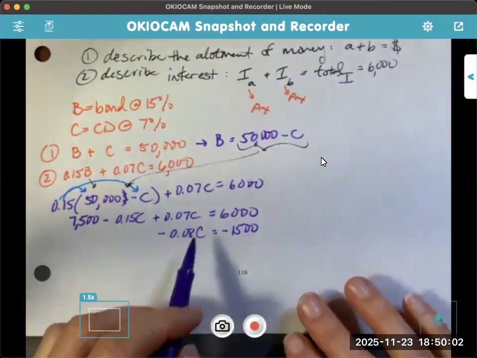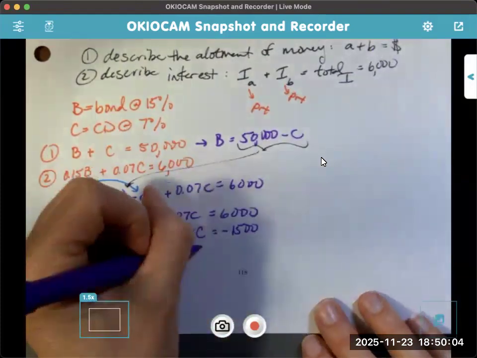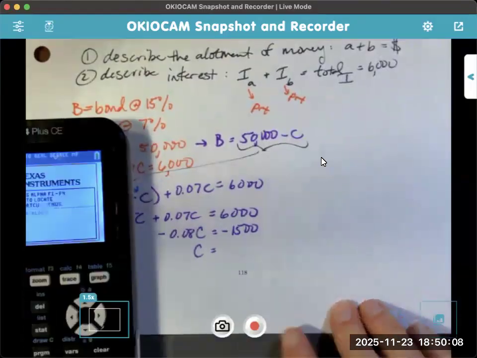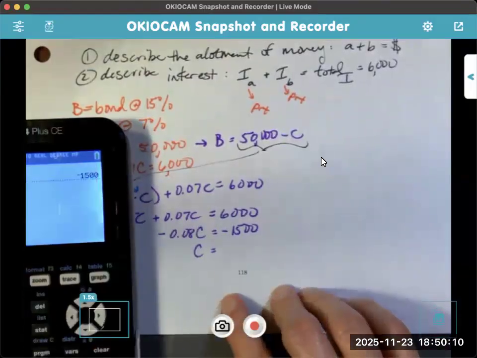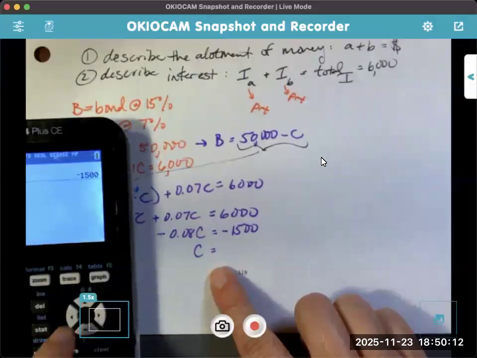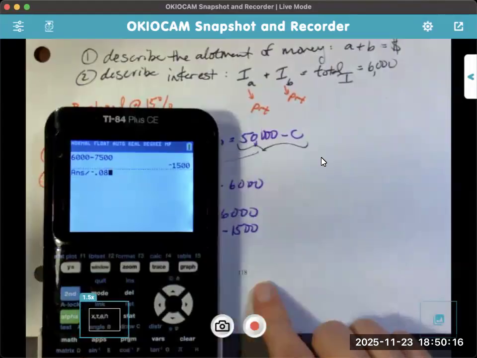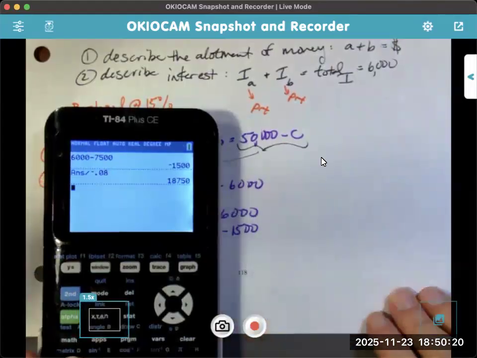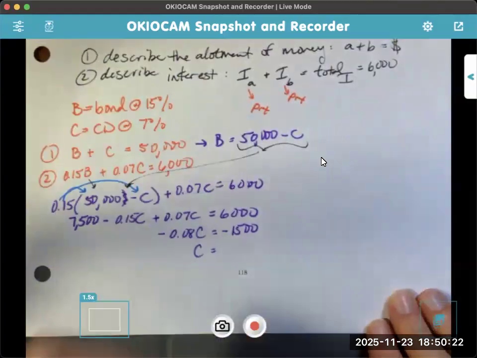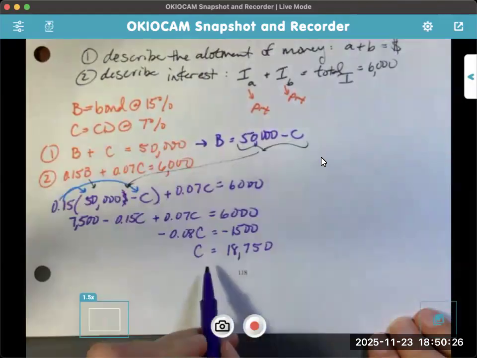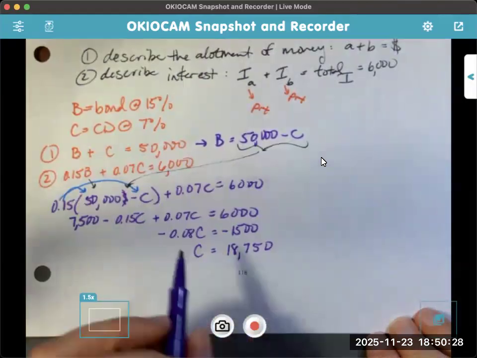Okay. And then the last step, what do we do to get C by itself? Yep, we divide. So divide by the negative, oops, slap in that negative 0.08, sorry, you cannot see, whoopsie daisy. $18,750. And that is what we put into the C. Okay, but are we done?